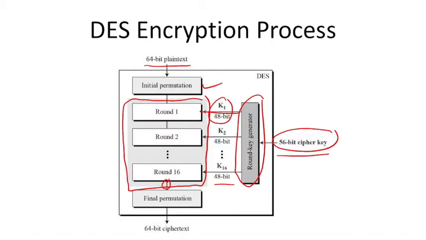Then the 64-bit output that we have after the 16th round is again shuffled using a final permutation. And so then we get our 64-bit ciphertext block. We repeat this encryption process for all the 64-bit blocks that we have in our plaintext.